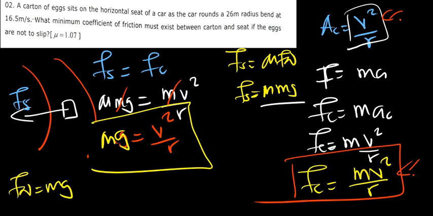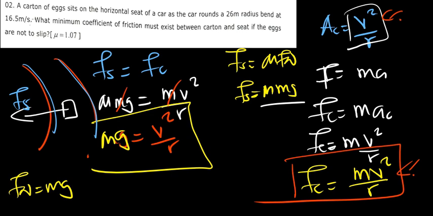A carton of eggs sits on the horizontal seat of the car as the car rounds a 26 meters radius bend at 16.5 meters per second. What minimum coefficient of friction must exist between the carton and the seat if the eggs are not to slip? The moment you hear the question, they're talking about a car rounding a bend, then what should come to your mind is the free body diagram, the one I've given you here.